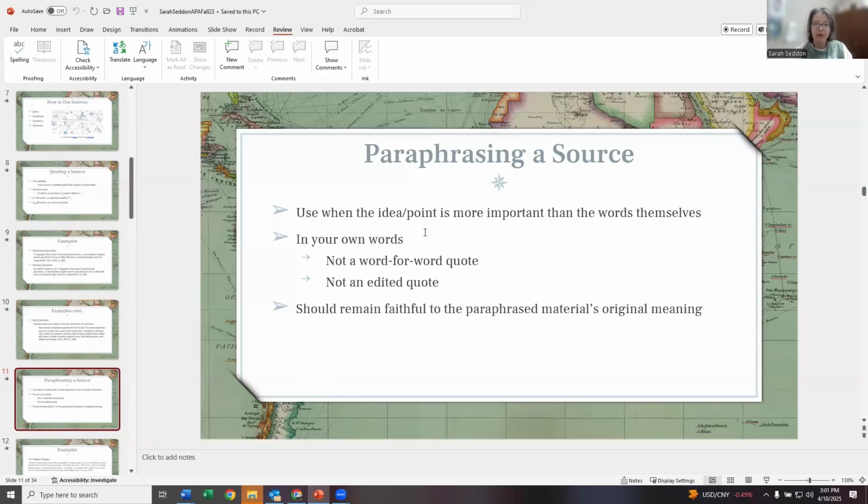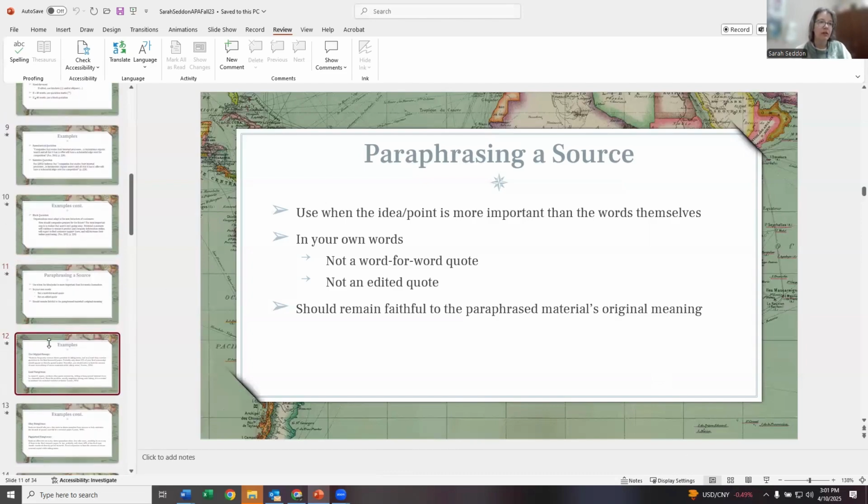It should just be summing up whatever idea or point the source you're pulling from is making. Just remember the key to a good paraphrase is making sure that your words faithfully convey the paraphrased material's original meaning. You don't want to make any changes to it that would twist the meaning so that it says something that the original author did not intend.